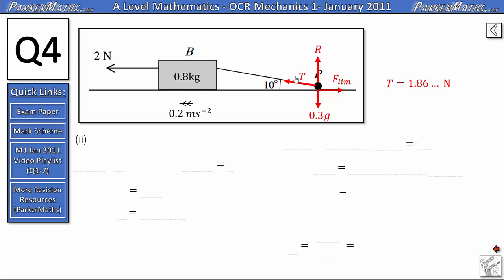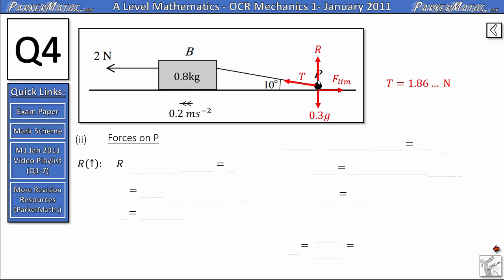Remember that T is not an unknown. We calculated that earlier in the question. We've got that stored in our calculator. We've also still got an acceleration of 0.2 meters per second squared. So the forces on P vertically, taking upwards to be positive, we're going to get R. We're going to have a component of T going upwards. Remember in the last part horizontally we got T cos 10. So this time it's going to be T sin 10 because it doesn't include the angle.